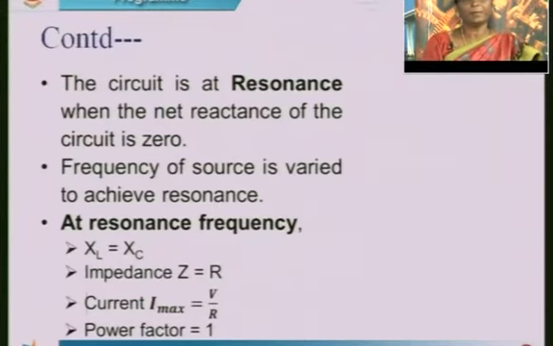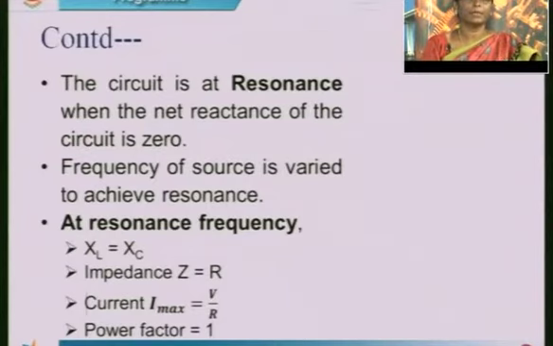Now, what are the parameters we can observe at resonance? At resonance, the net reactance will be 0, which is represented as the point XL equal to XC, and the impedance of the network is equal to the series resistance. Impedance will be minimum at resonance. As XL and XC get cancelled, the total impedance is represented by the resistance, which is called the dynamic resistance of the circuit.